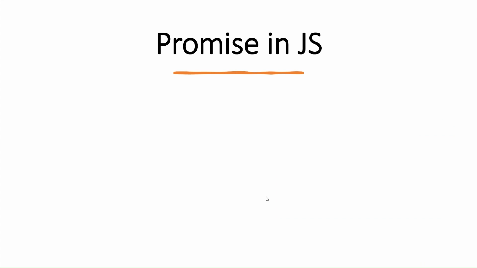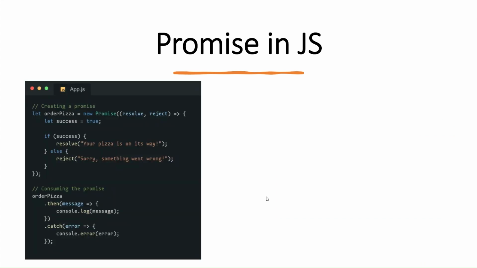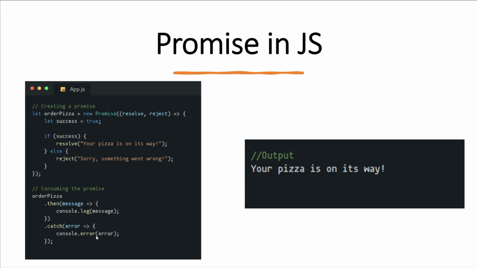Now, let's see how promises work in JavaScript. Promises are a way to work with asynchronous code more elegantly. In this example, we create a promise, orderPizza, that resolves with a success message or rejects with an error message based on a condition. We then consume the promise using then and catch methods. As we are calling the orderPizza method, the success condition is true, that's why it is getting resolved. And in the console, it is printing "Your pizza is on its way."